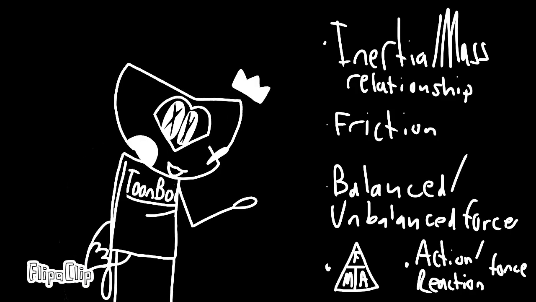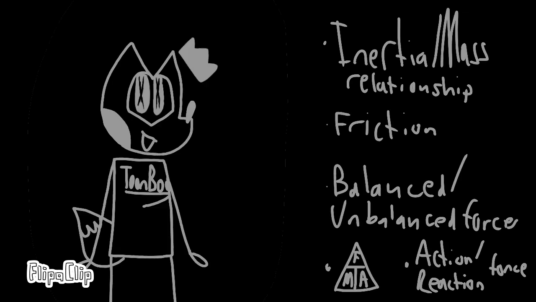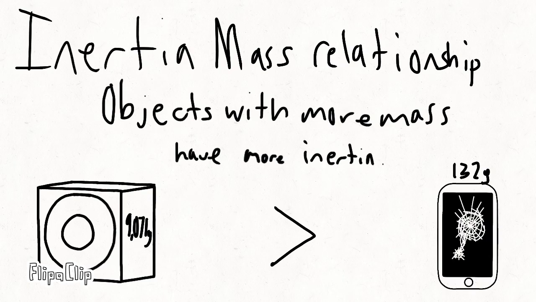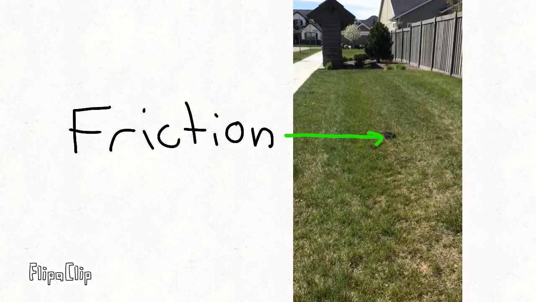I forgot all these things. Let's go over them now, shall we? This was mostly shown in Law 2, but basically all it states is that objects with a higher mass also have more inertia. Friction was shown in Law number 1, when I threw the book out the window.